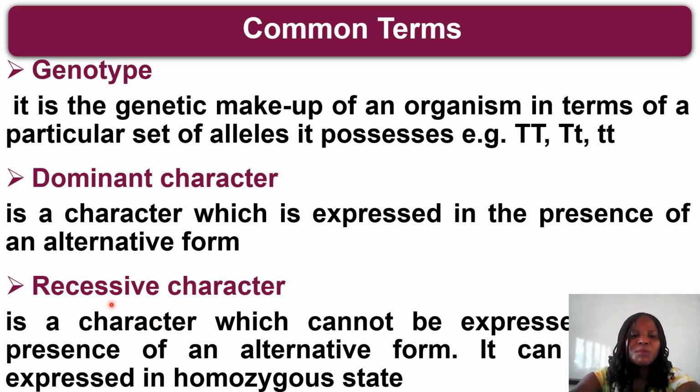Then, when we talk about the recessive character, we can say that it's a character which cannot be expressed in the presence of an alternative form. It can only be expressed in the homozygote state. So, for example, let's take the small t to represent the recessive allele for shortness, which represents the recessive character.